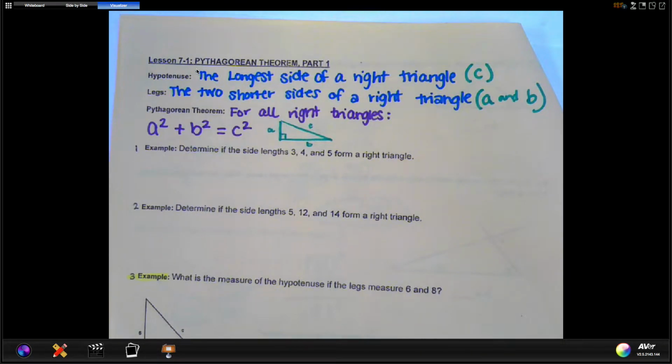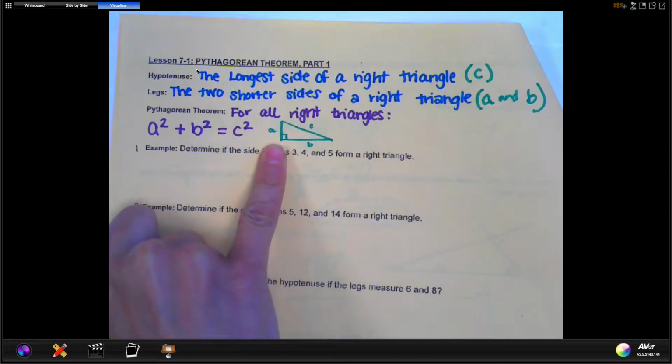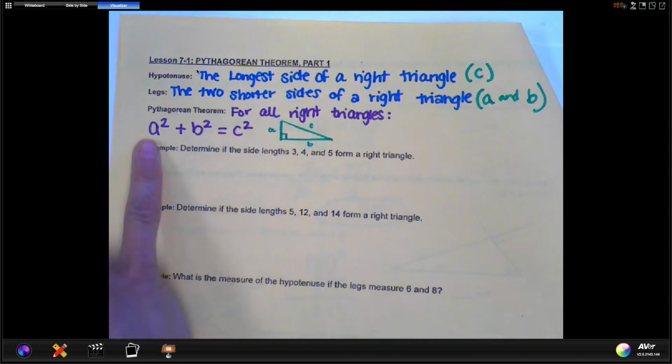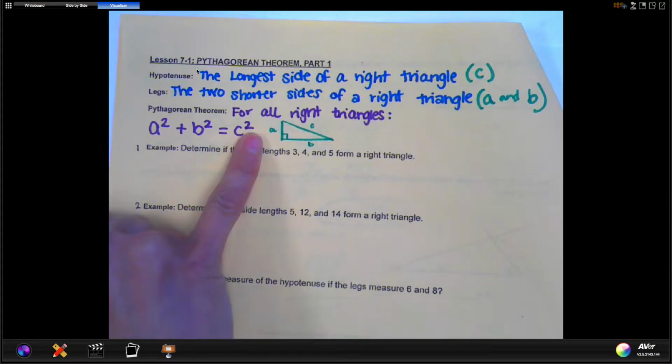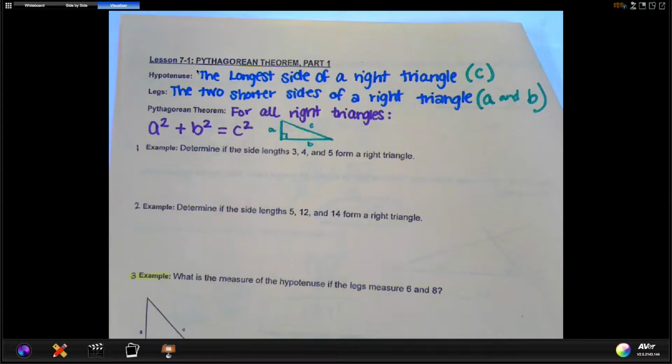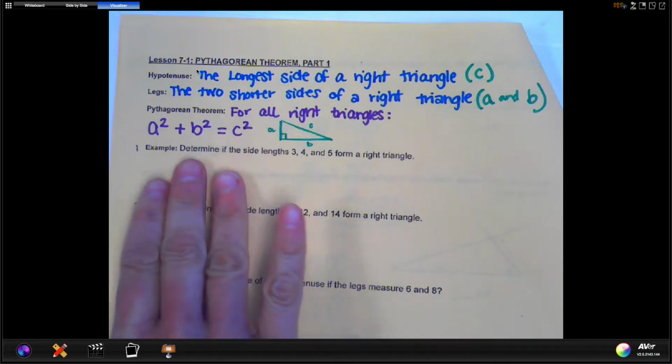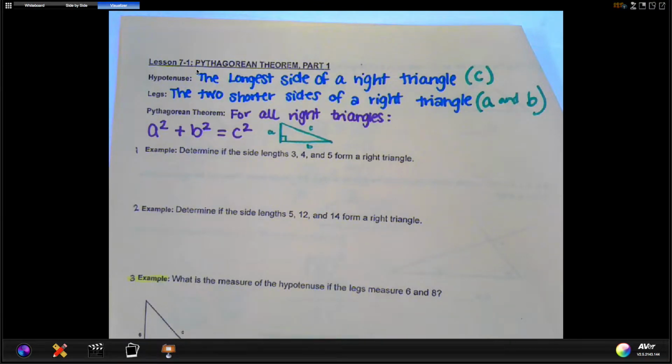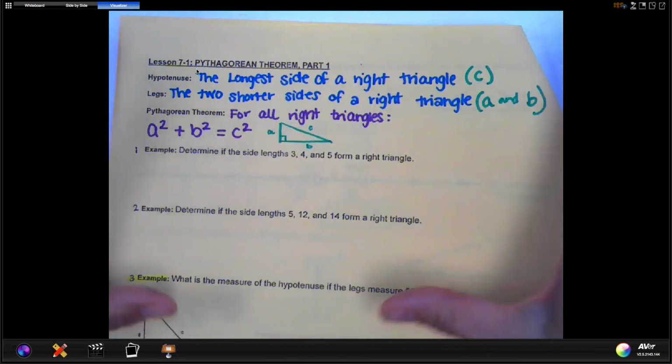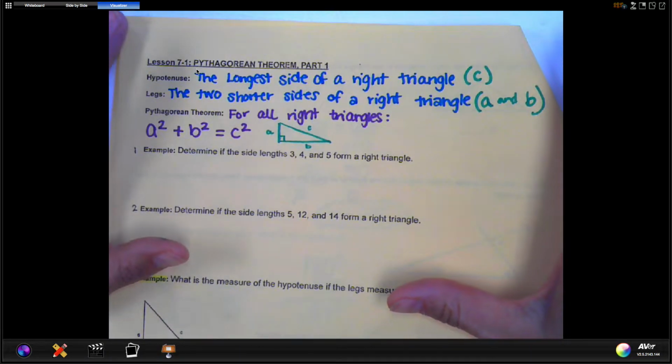And the Pythagorean theorem is a formula. So for all right triangles, so this is only triangles that have the 90-degree angle, A squared, the shortest side, plus B squared, the next shortest side, will always equal C squared, the longest side. Okay, and so what we're going to do is use this formula to figure out some missing side lengths today.